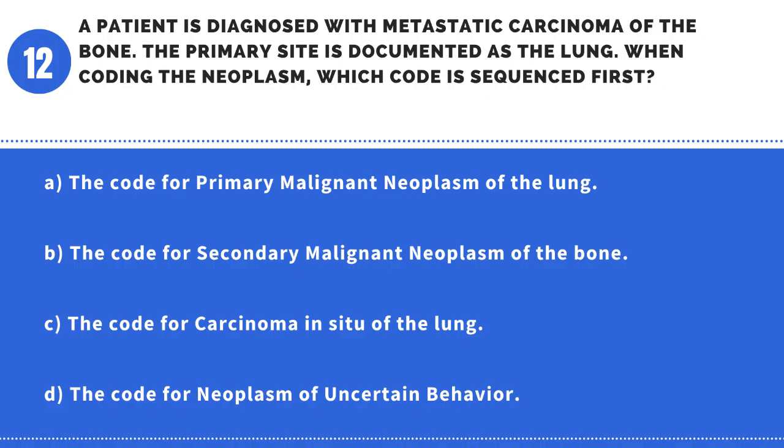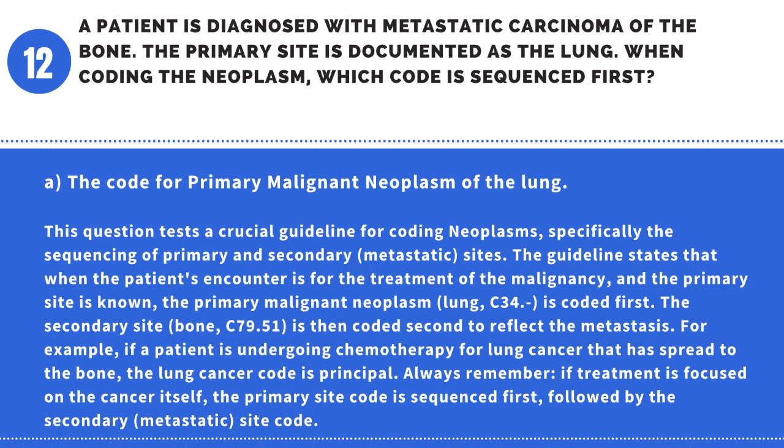Question 12. A patient is diagnosed with metastatic carcinoma of the bone. The primary site is documented as the lung. When coding the neoplasm, which code is sequenced first? A. The code for primary malignant neoplasm of the lung. B. The code for secondary malignant neoplasm of the bone. C. The code for carcinoma in situ of the lung. D. The code for neoplasm of uncertain behavior. Answer: A. The code for primary malignant neoplasm of the lung.